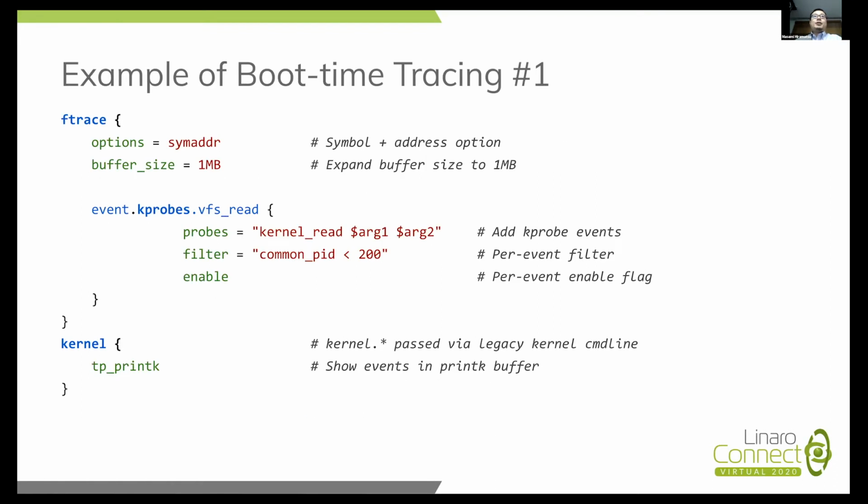Here is an example of the boot-time tracing. You can see the ftrace keyword starts with ftrace and options, sets up some options, and also sets up the buffer size and other kprobe events with filters and enables them. Of course, there are some kernel parameter options you can set by using the kernel prefix. So kernel.tp_printk means the tp_printk command line option.